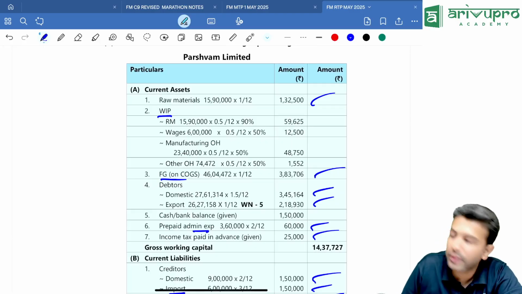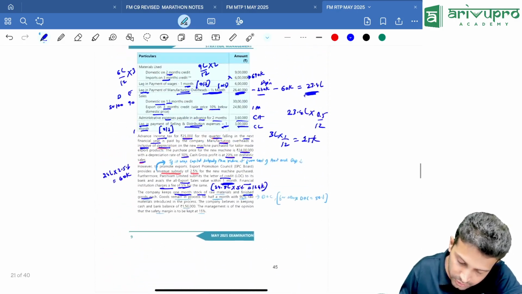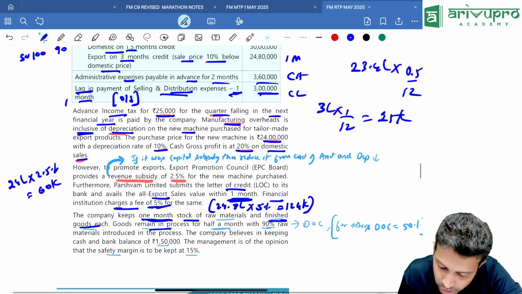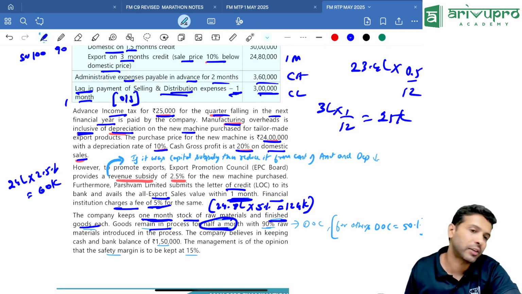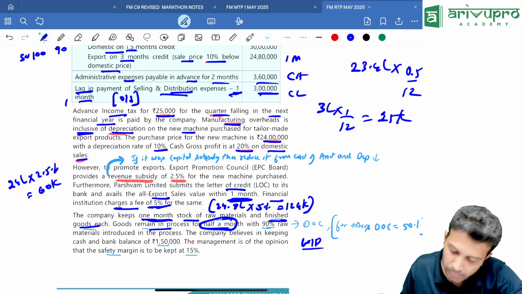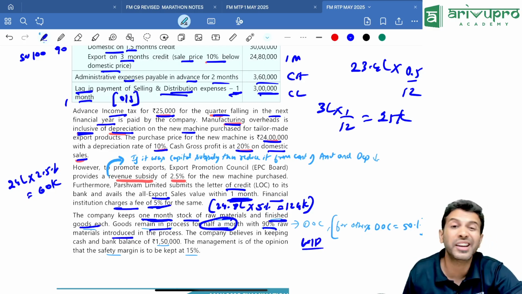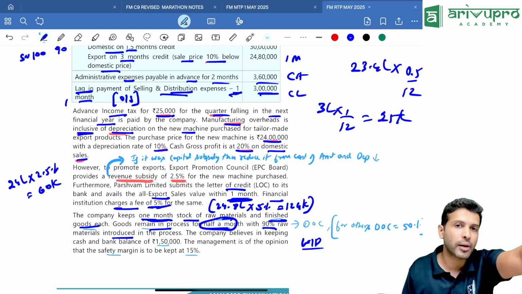Only one more we need to find, which is your work in progress. I think they've given the data here for that. Where is the data? Here. The goods will remain in process for half a month. So WIP holding period is half a month. So maybe we can calculate WIP here. With 90% raw material introduced in the process. So that means what is this 90%? Degree of completion for raw material.